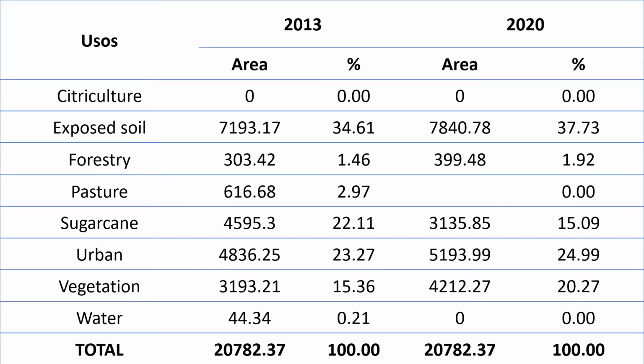And after manipulating our table, we have the results of the total area of each class and the percentage of the class for both years, in our case 2013 and 2020. Then we have the area, for example, of sugarcane in both years and the percentage of this land use class in the whole area.